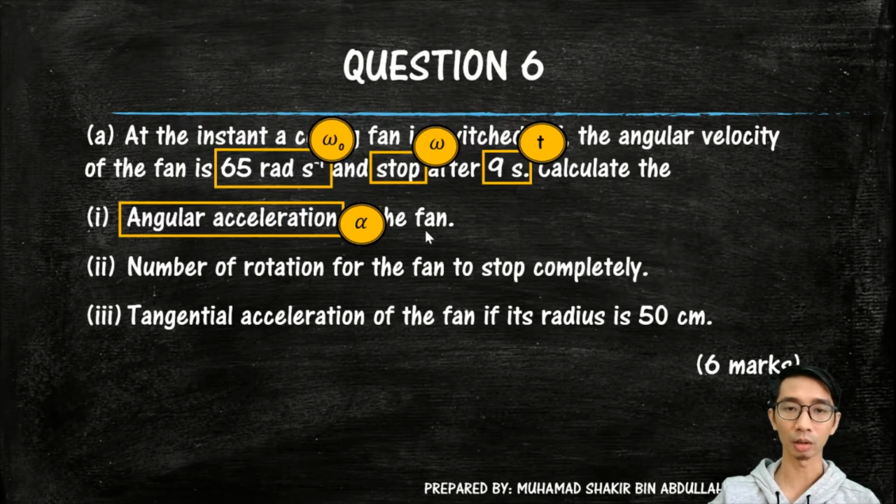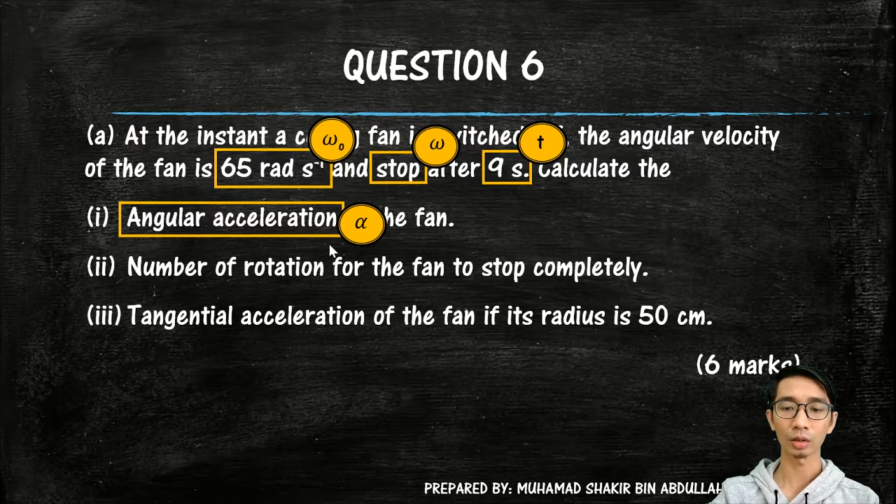The word stop here means final angular velocity, since our fan is slowing down until it stops. For how long? You are given a time, 9 seconds. The first question is asking for angular acceleration, and the symbol is alpha. For those who are new to my channel, when we are reading a question, after highlighting the keywords, we need to write down a symbol to represent that quantity.